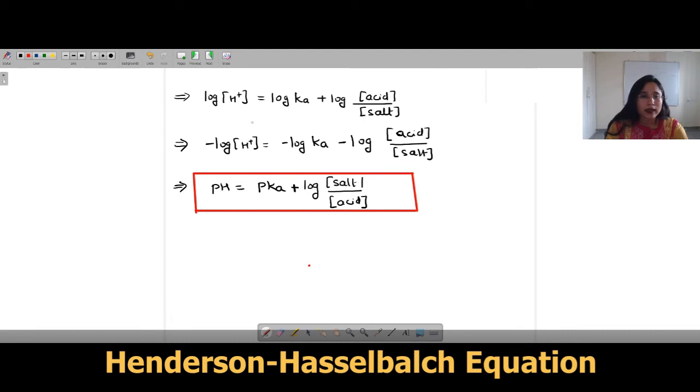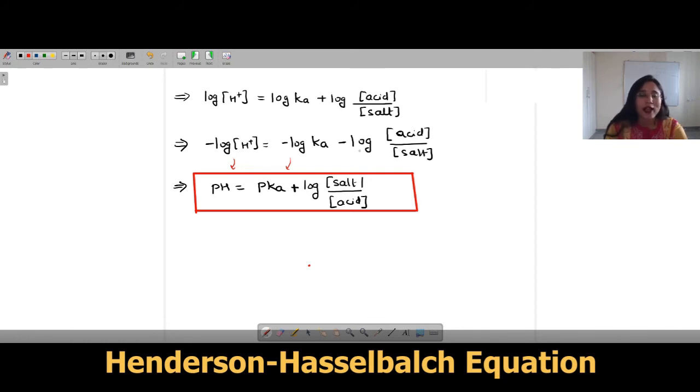Now we take the minus sign on both sides. So it becomes minus log H plus ion, which is called pH; the negative logarithm of H plus ion is called pH. Minus log Ka, you can write as pKa, and minus log of acid upon salt you can write as it is. It will not change.